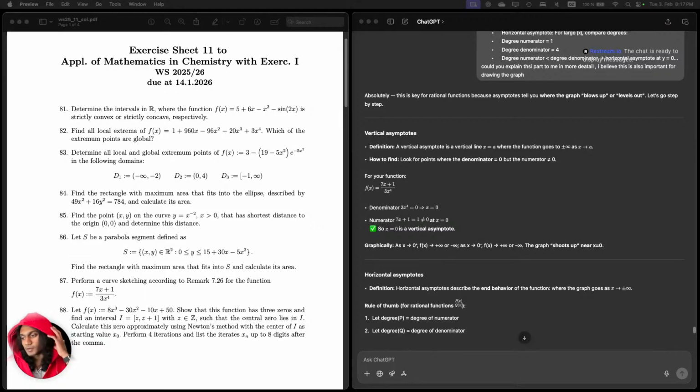Not gonna lie, I'm not a big fan of this one. So a vertical asymptote is a vertical line. A value of x which makes the denominator 0 is a vertical asymptote.